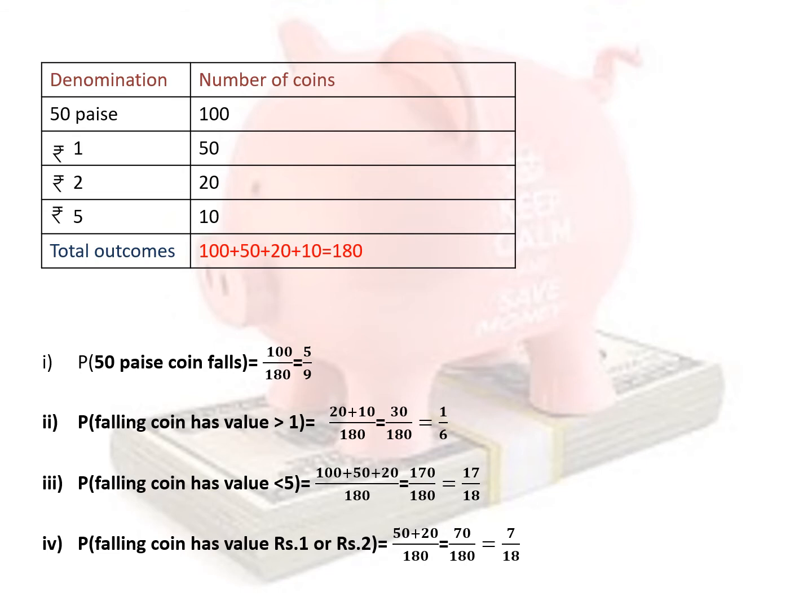Next they are asking you to find out the probability of falling coin having value rupees 1 or rupees 2, that is 50 or 20. So 50 plus 20 upon 180, that is 70 upon 180 and it will give you 7 upon 18.